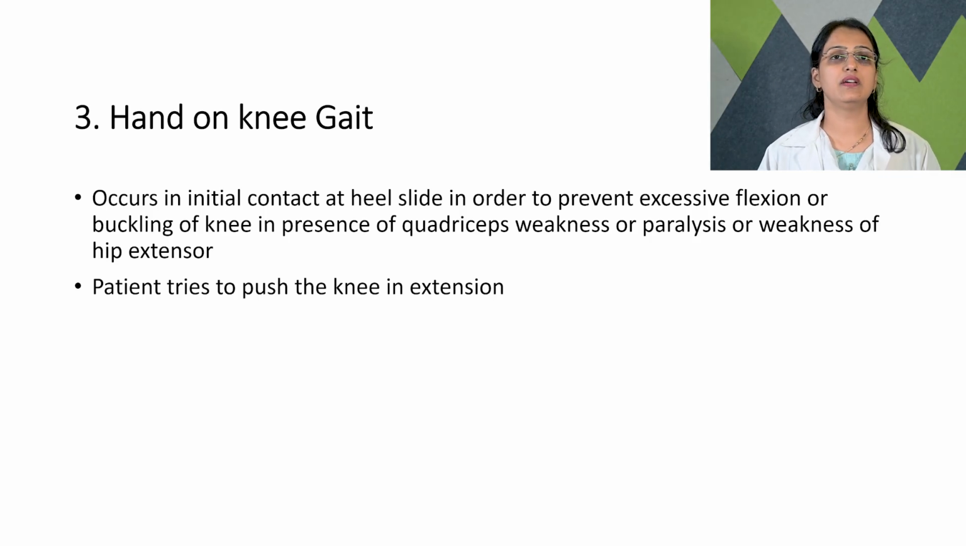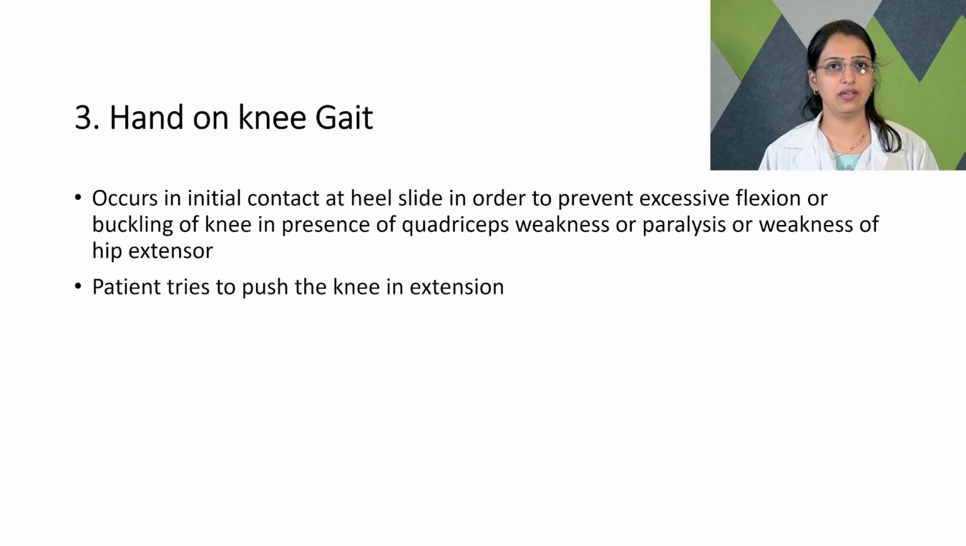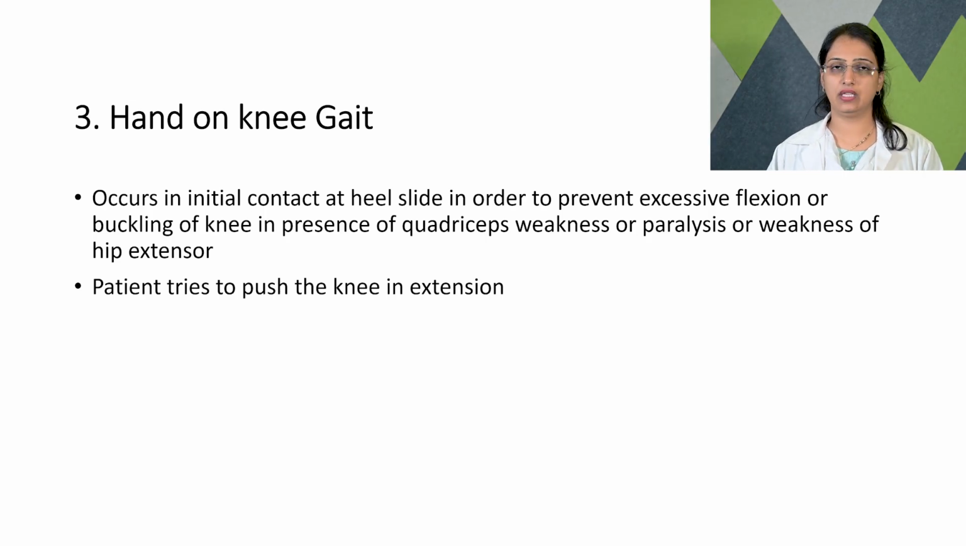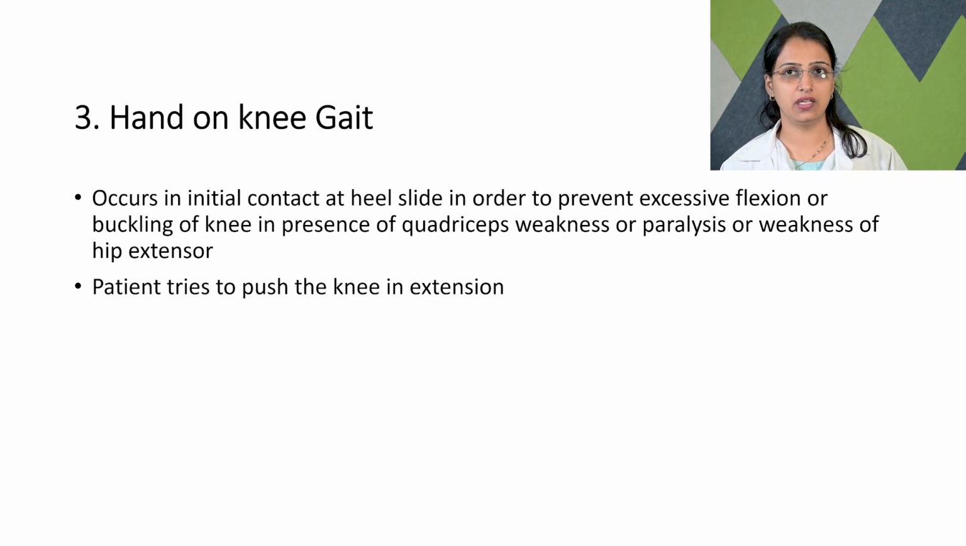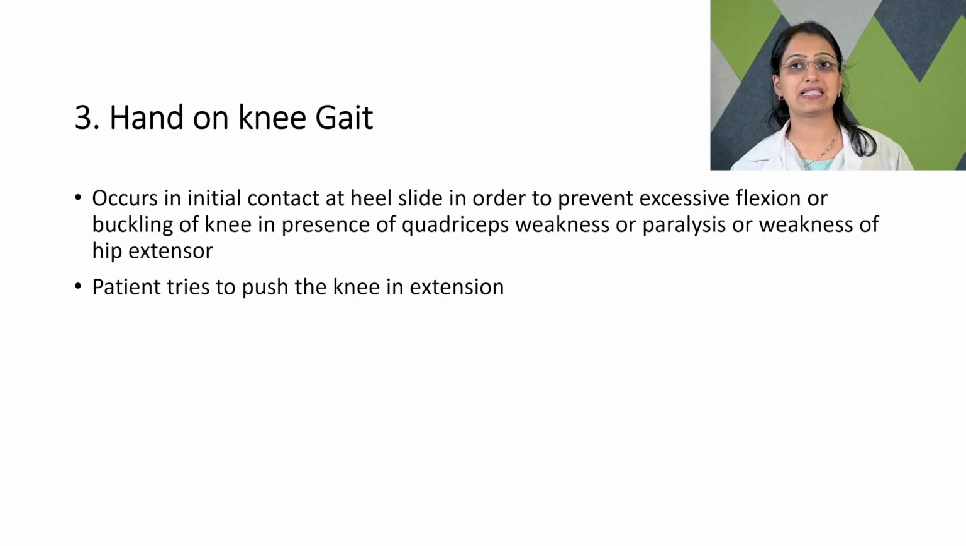Now, the third one is hand-on knee gait. This type of gait occurs during the heel slide in the initial contact, in the stance phase of the gait cycle. So this occurs to prevent excessive flexion, or excessive buckling of the knee.